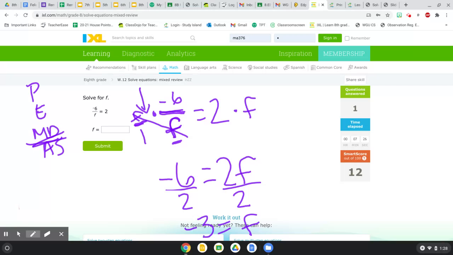Again, if I go to check, that's saying negative 6 divided by negative 3. Does that give me a positive 2 over here? Yeah, it does. So I know that negative 3 is the correct solution for f.